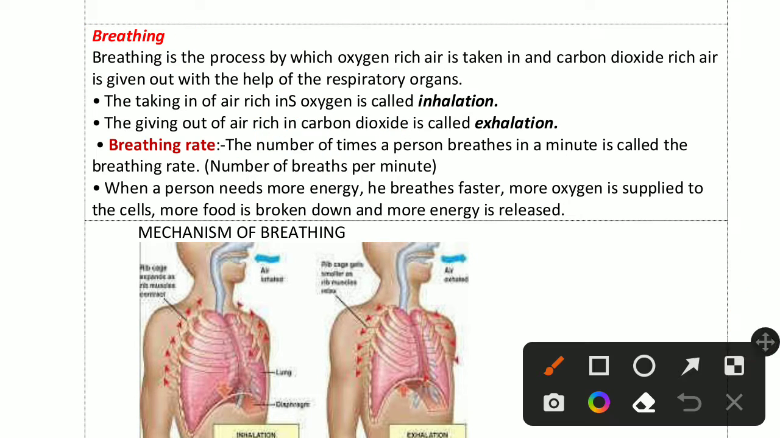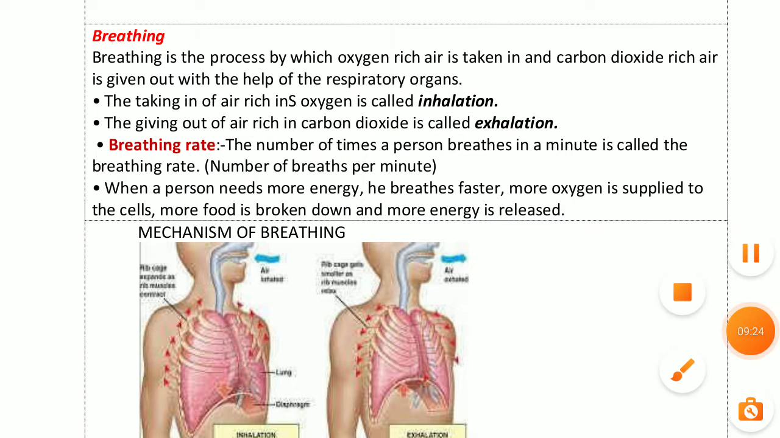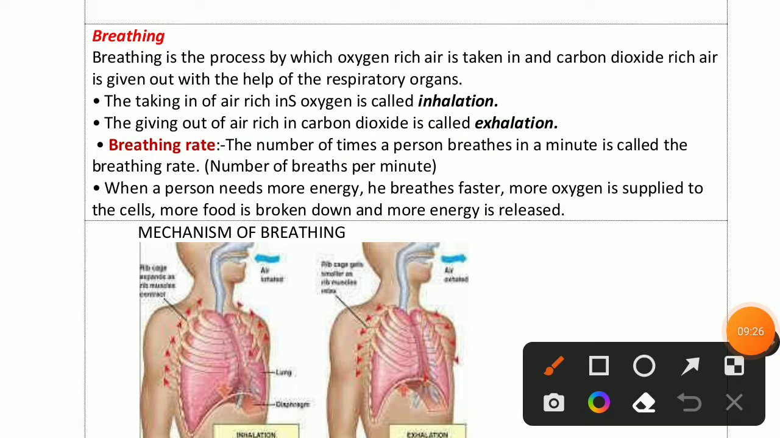Exhaled air is CO2. This is inhale and exhale. This is important. There are two steps of breathing. That is inhalation and exhalation.